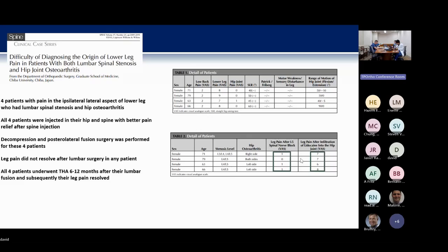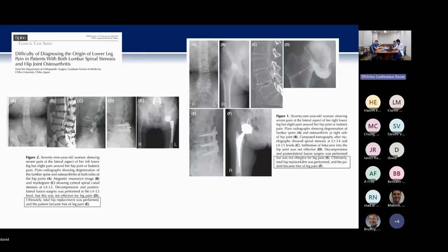So a little bit confusing, but it just demonstrates how it can be hard to pinpoint if it's the back or hip. Here's a few pictures from this study where you can see they had addressed the 4-5 stenosis, which the injections did take care of preoperatively. In the right case, they actually injected the hip, and it didn't improve the leg pain. But after they did the fusion and then the hip replacement, it only got better after the hip replacement.